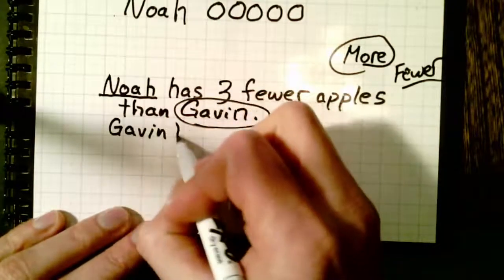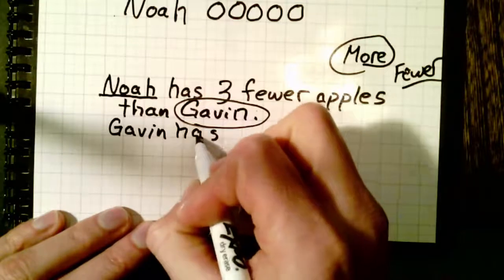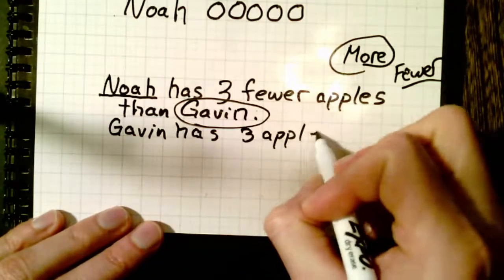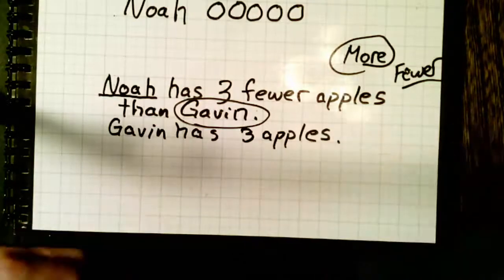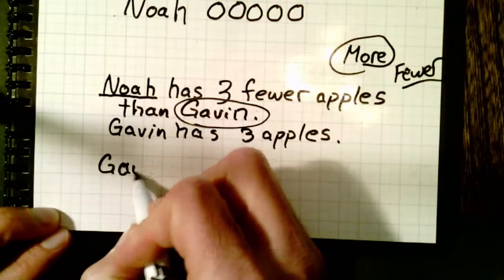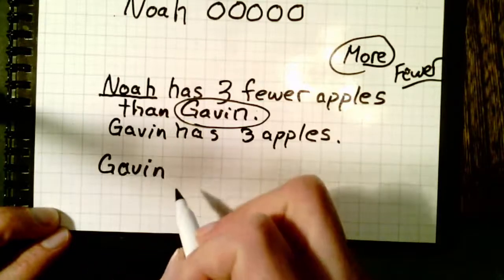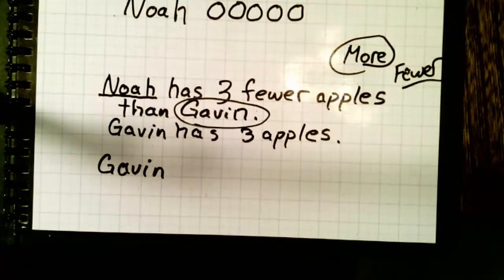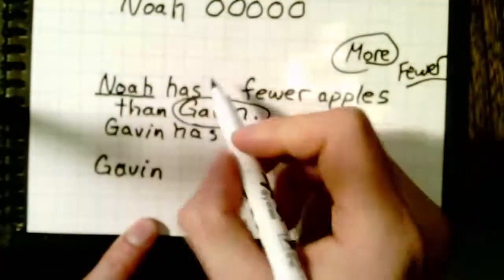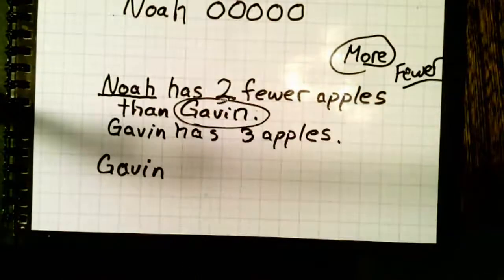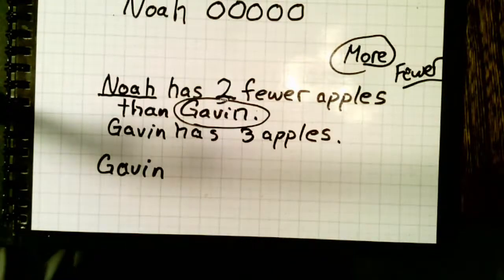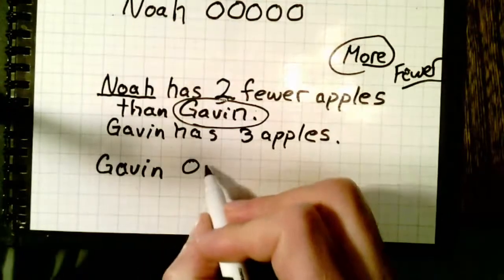Gavin has 3 apples. Okay, so let's make a picture to help us. So Gavin. I made a mistake. I'm going to change our question so that it works out properly. Here we go. This is a little better. Noah has 2 fewer apples than Gavin. So Gavin, we know he has 3.